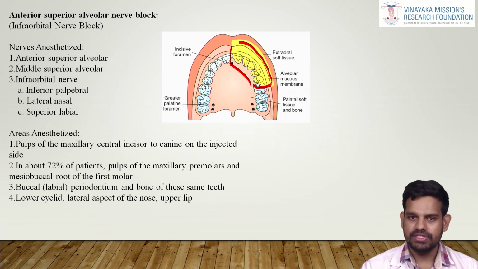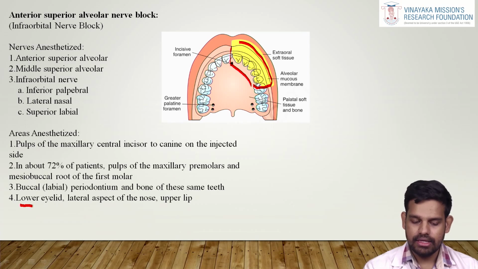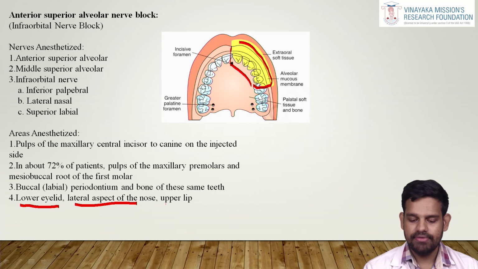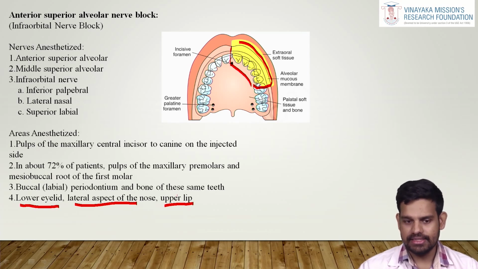root of the first molar, along with the buccal soft tissues, and the bone over these teeth are also anesthetized. And the infraorbital nerve is also anesthetized, so it will anesthetize the lower eyelid, the lateral aspect of the nose, which is the lateral nasal nerve, and the upper lip, which is the superior labial nerve, with this nerve block.